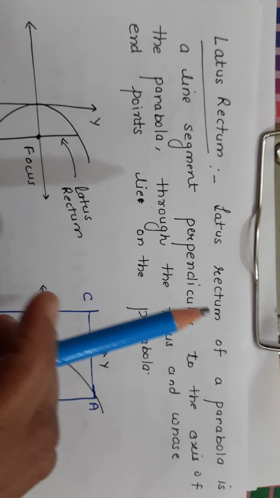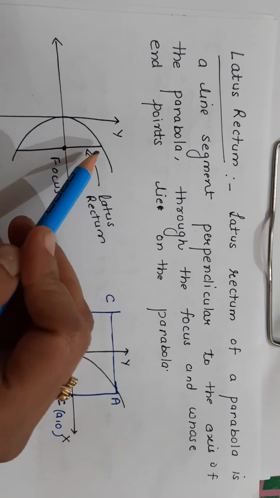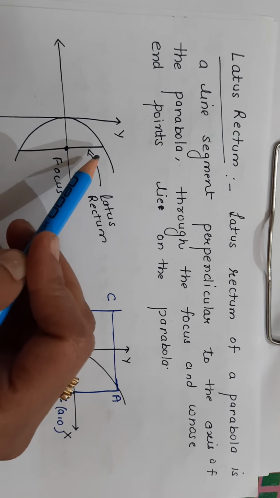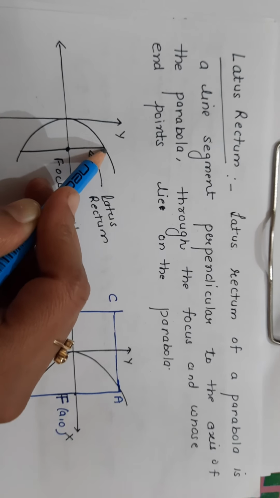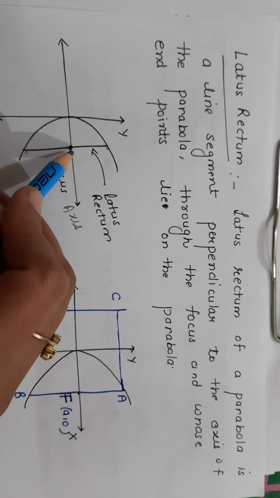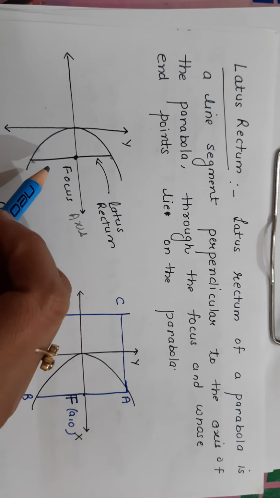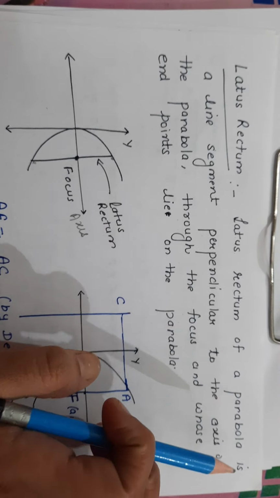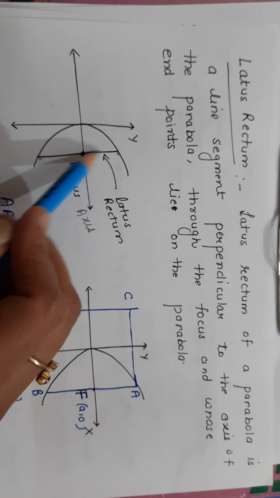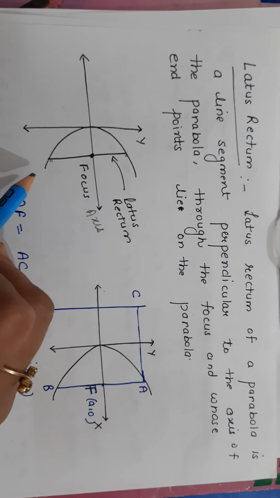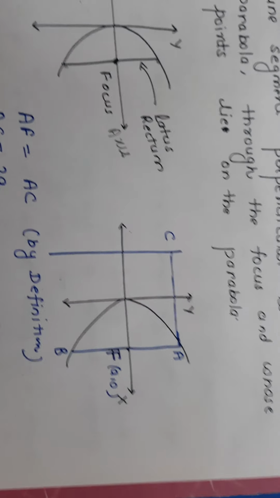The latus rectum. The latus rectum of a parabola, in all four cases, is a line segment perpendicular to the axis. This is your axis, because here the focus is on it. This line segment is perpendicular to the axis through the focus, and its end points must also lie on the parabola. I am repeating: the latus rectum of a parabola is a line segment perpendicular to the axis through the focus, with the end points also on the parabola. It is called the latus rectum. Here this AB is the latus rectum, right?